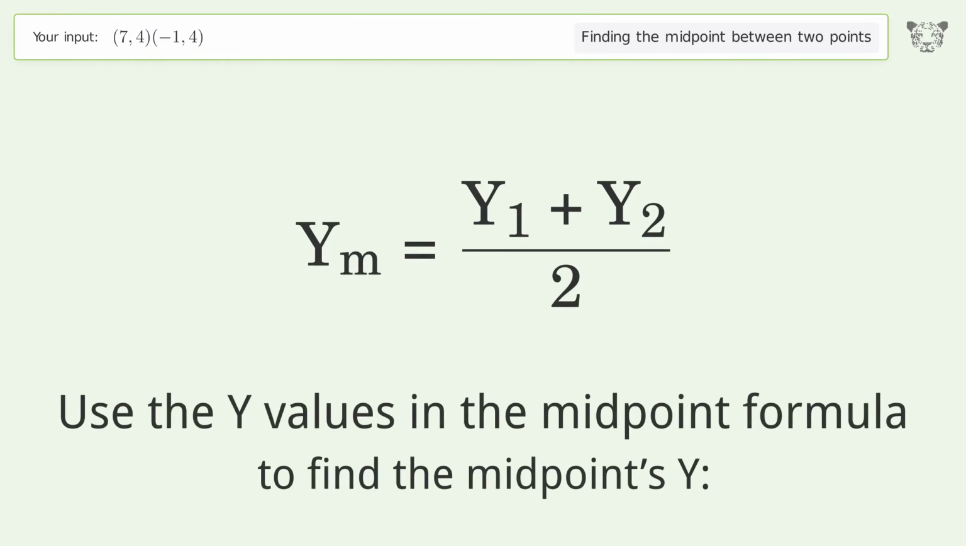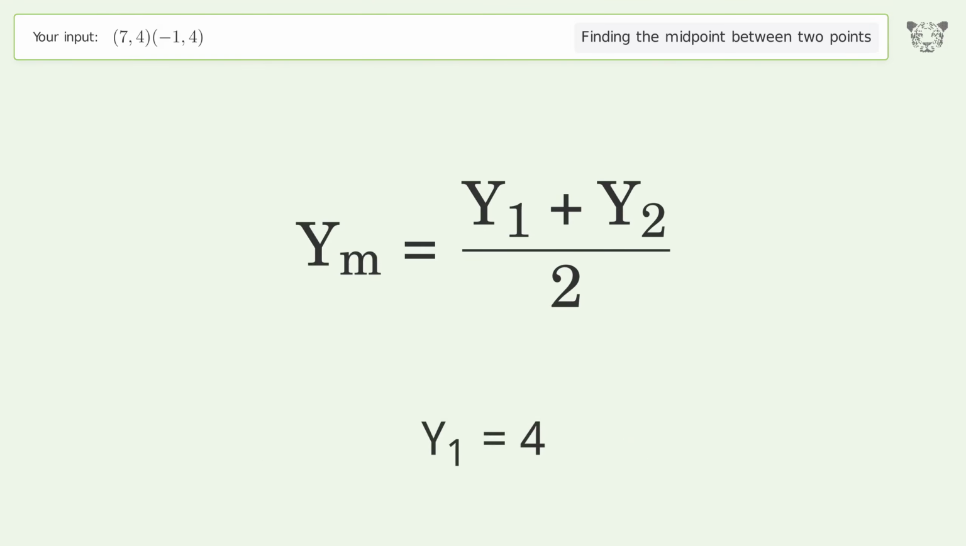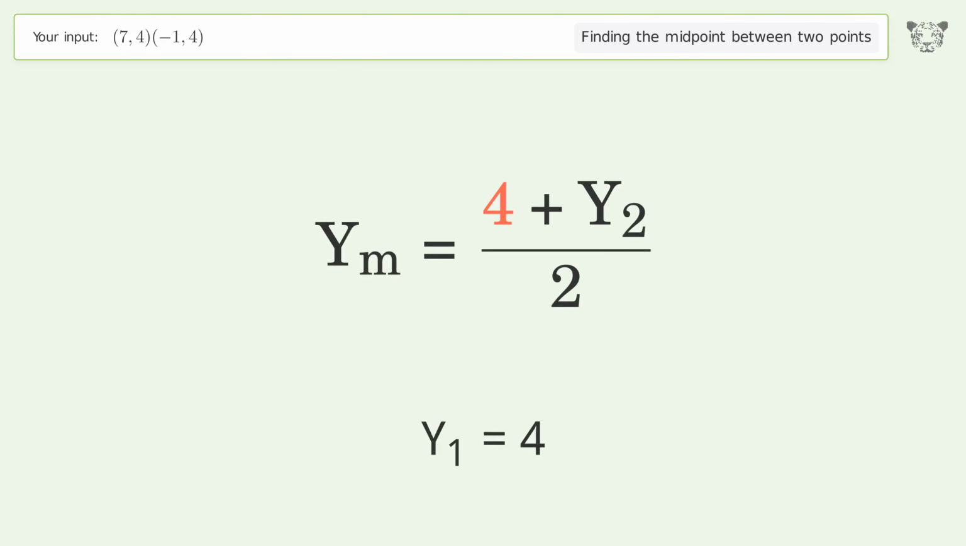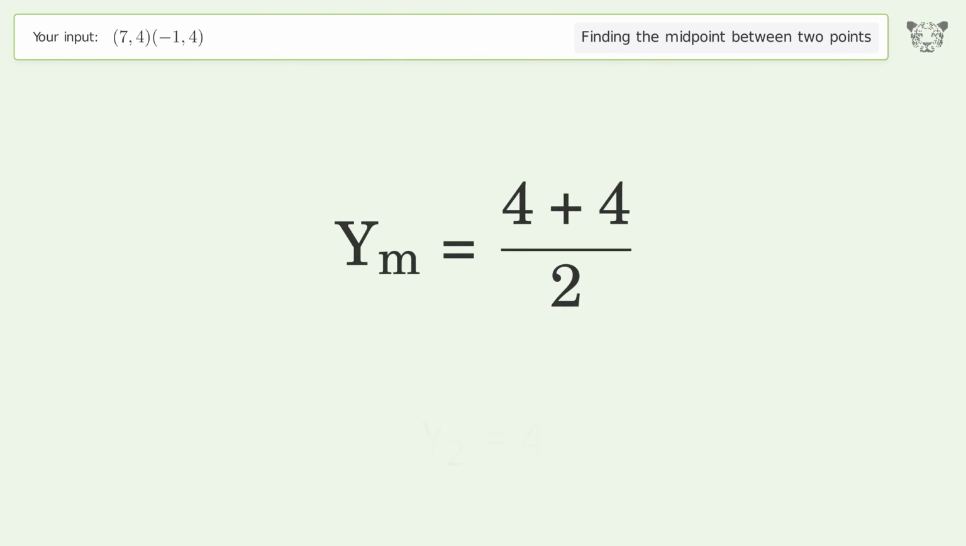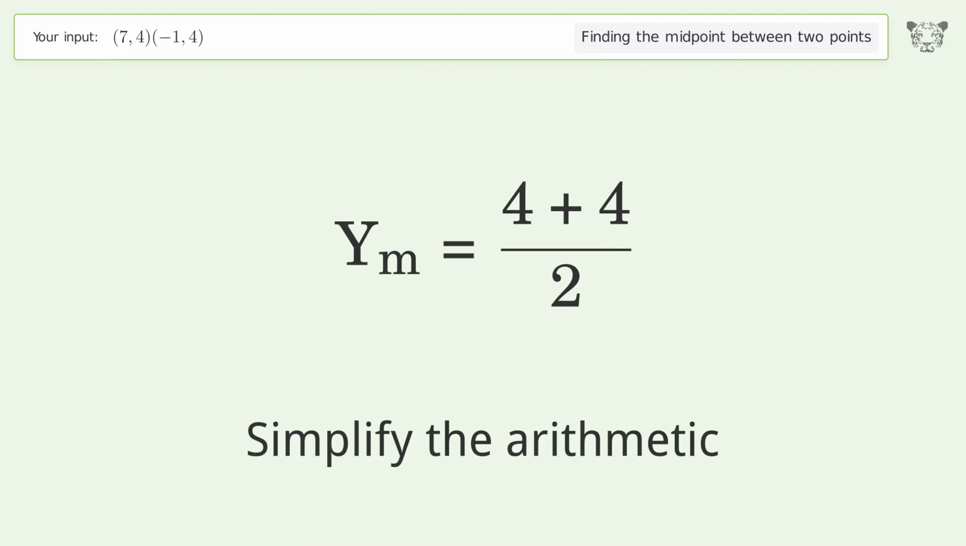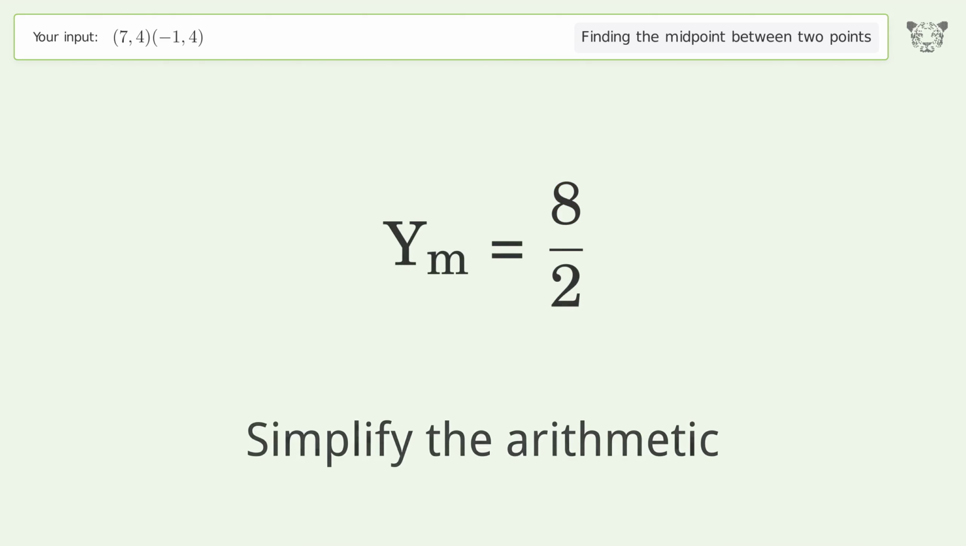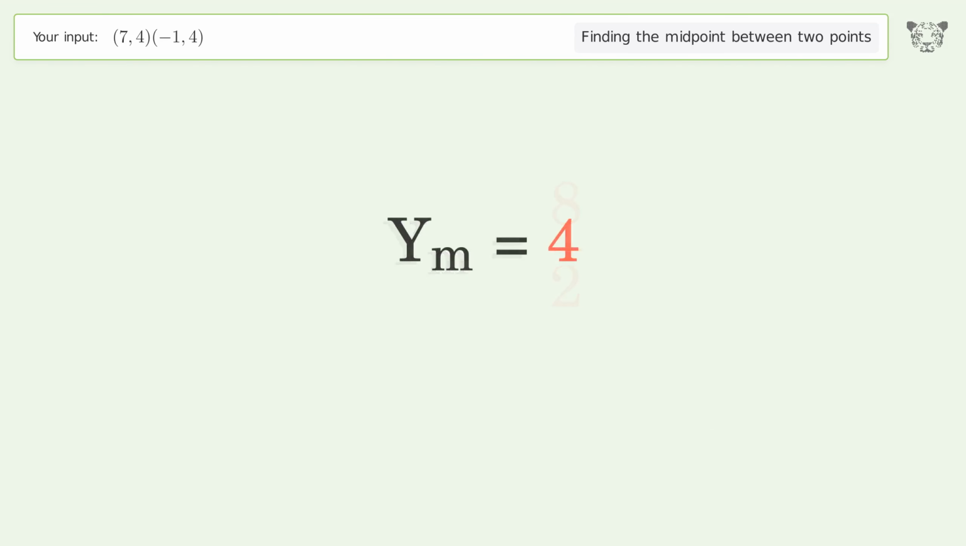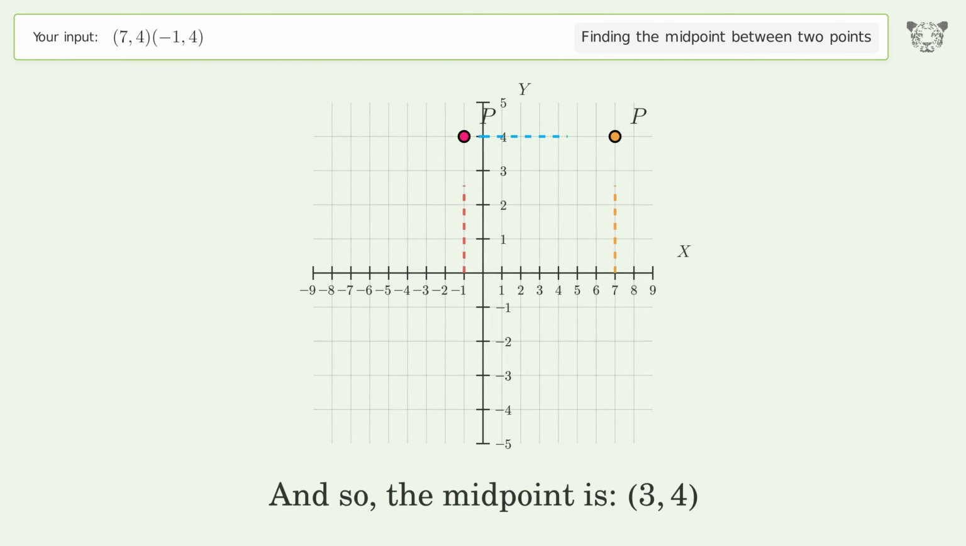Use the y values in the midpoint formula to find the midpoint's y. y1 equals 4. y2 equals 4. Simplify the arithmetic. And so, the midpoint is 3, 4.